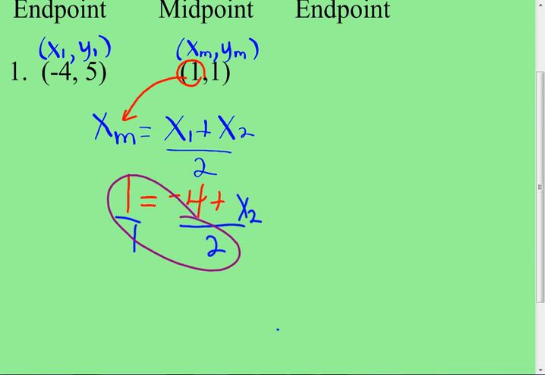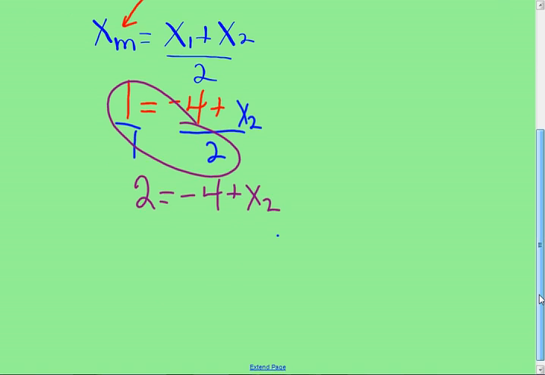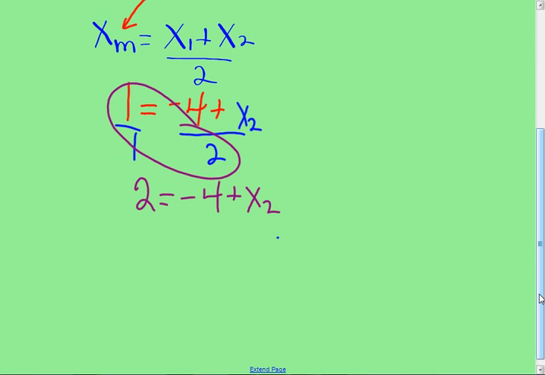What's 1 times 2? 2 equals negative 4 plus x2. They're all done the same way. Some of you, like I said, will memorize. I don't care. If the problem is complicated, then I care. But these aren't complicated. So what am I going to do to both sides? Add 4. Remember how to solve equations, yes?